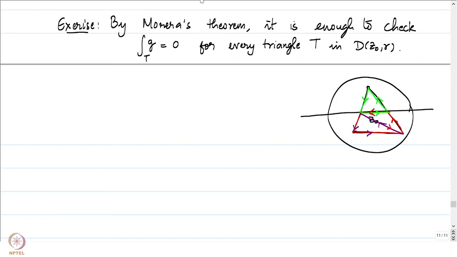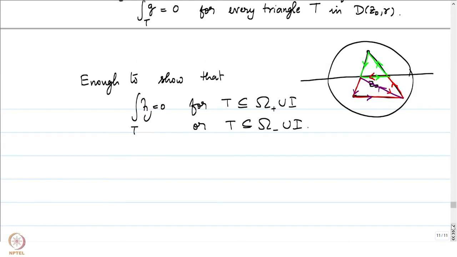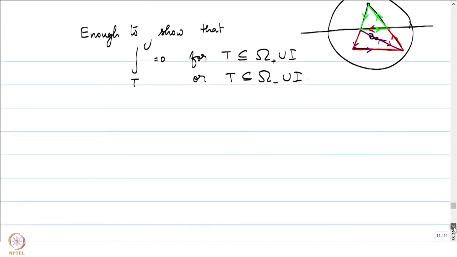So, this picture is representative of one particular type of triangles. There are many cases that might come up. Let me just write down what we would like to do: enough to show that the integral of g over T is equal to 0 for T contained in either omega plus union I or omega minus union I. If we show it for these cases by considering the various cases that come up, and the image tells us that the integral of g over every triangle is going to be 0. So this is enough for us to establish our result.